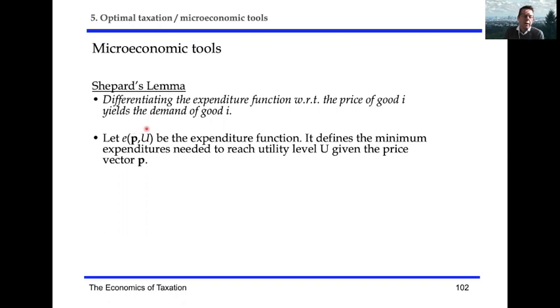So the higher the utility level, the more expenditures it takes. And the higher the price level, the more expenditure it takes. So the expenditure function is a function of prices and utility, and usually both parts enter positively. The expenditure function can be defined as the minimum expenditures that are needed to reach a certain utility level U, given the price vector P.